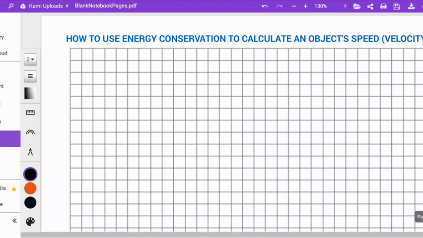So in my notes here, I'm going to draw a triangle to represent a ramp. Let's say the object starts at the top of the ramp, and I'm going to label this point A. Then it's going to slide down this ramp, and when it gets to the very bottom, we're going to call this point D.